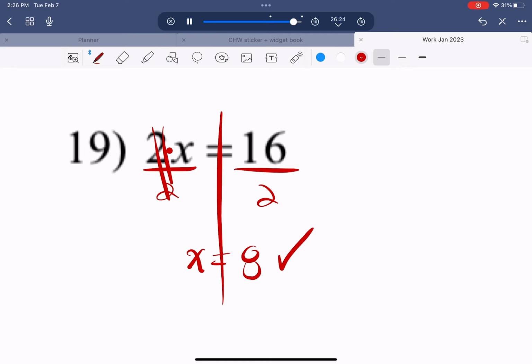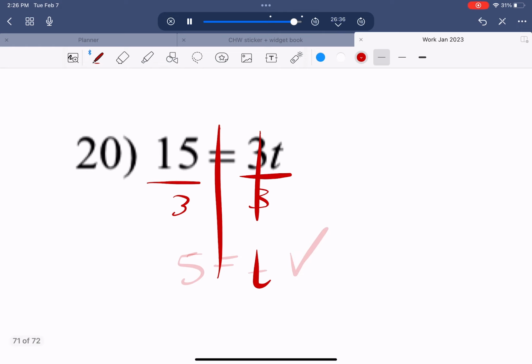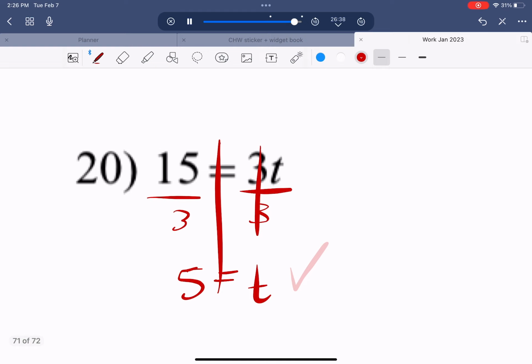So that's done. Here, same thing. I want to get t by itself. So it's 3 times t. The opposite is to divide by 3 because that's the number next to t. T equals 5. 15 divided by 3 is 5.